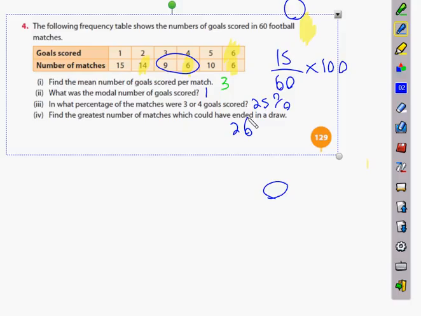I did. 2 goals were scored in 14 matches. 6 matches had 4 goals. And 6 matches had 6 goals. So 14 plus 6 plus another 6 is 26 matches that potentially ended in a draw. Why can't you have an odd number for a draw?